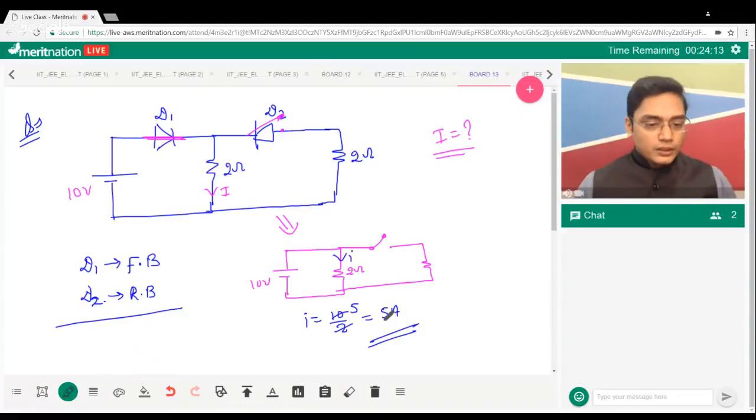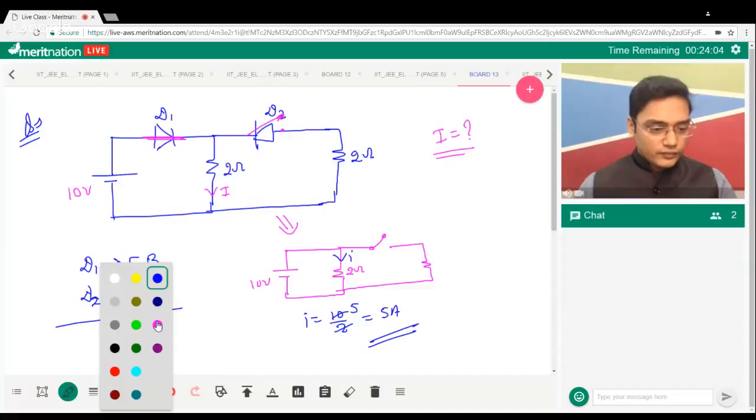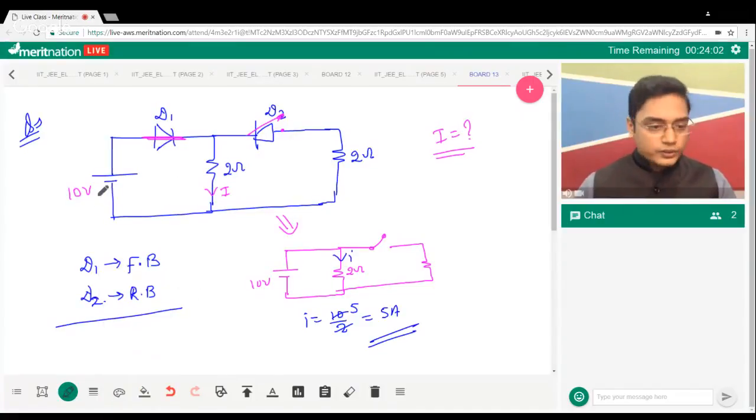Now the confusion is how to check whether D2 is in forward bias or in reverse biased. It's a very simple way. If I'm taking this 10 volt battery, now this is a 10 volt battery. Can I say this is a positive plate and this is a negative plate?